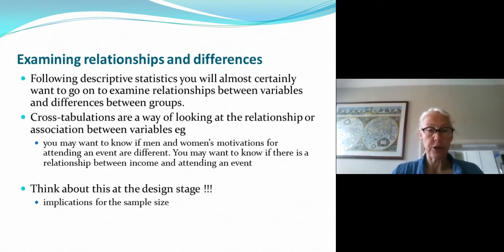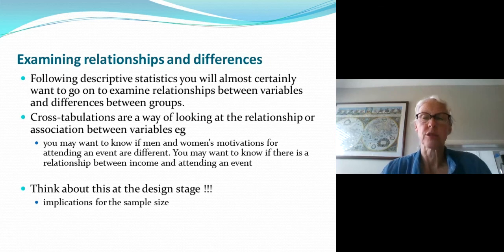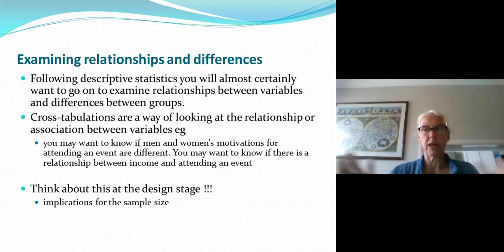Another thing we want to do with descriptive statistics is examine relationships and differences. One simple way of doing that is with something called a cross-tabulation. This is particularly useful where you've got nominal data, and it can also be used with ordinal data. We wouldn't normally do this with interval ratio data because there's lots of different categories, so it doesn't really work. So I've got an example there.